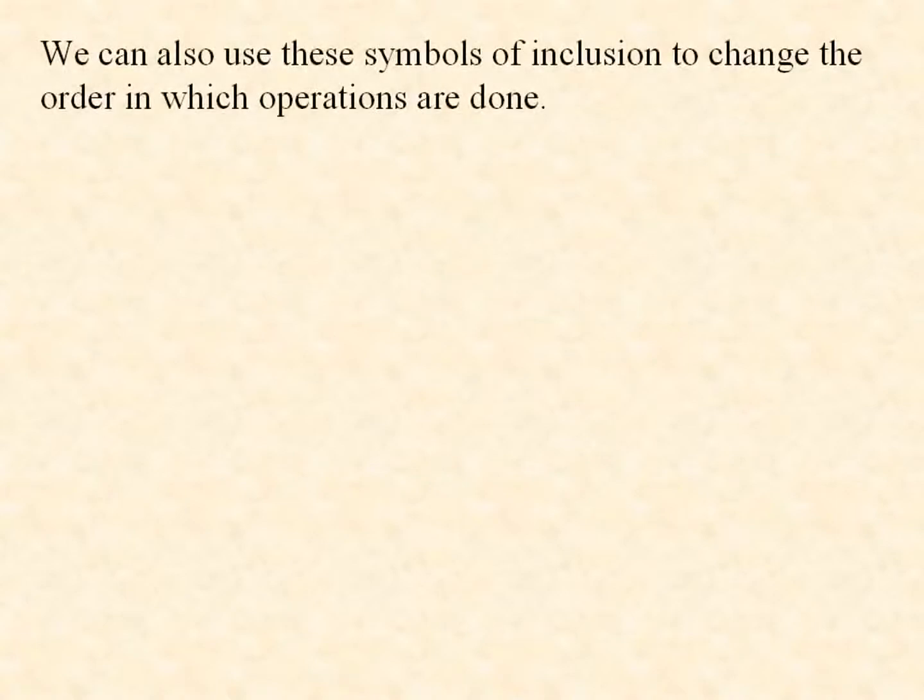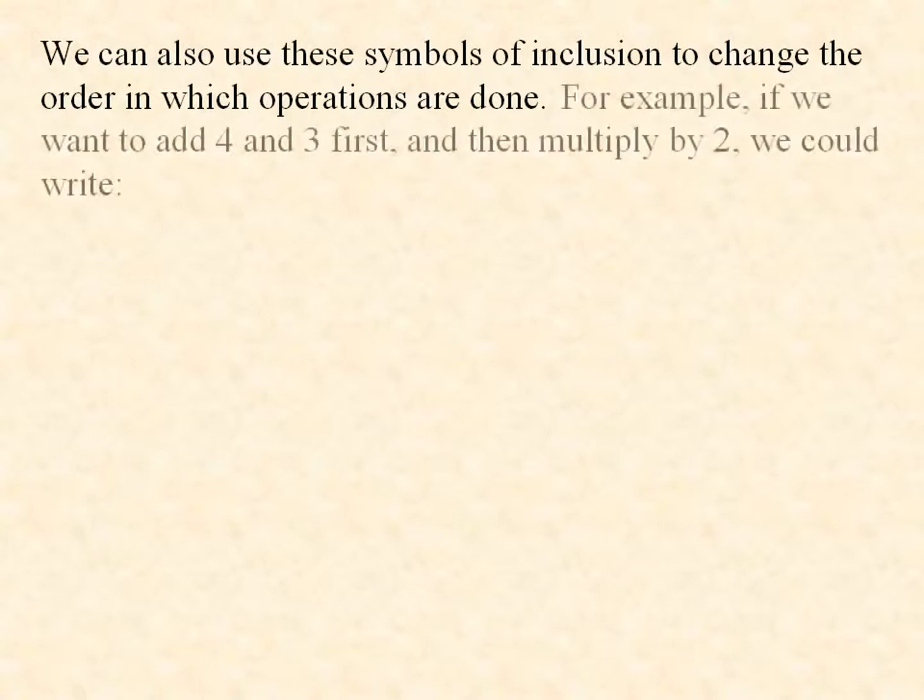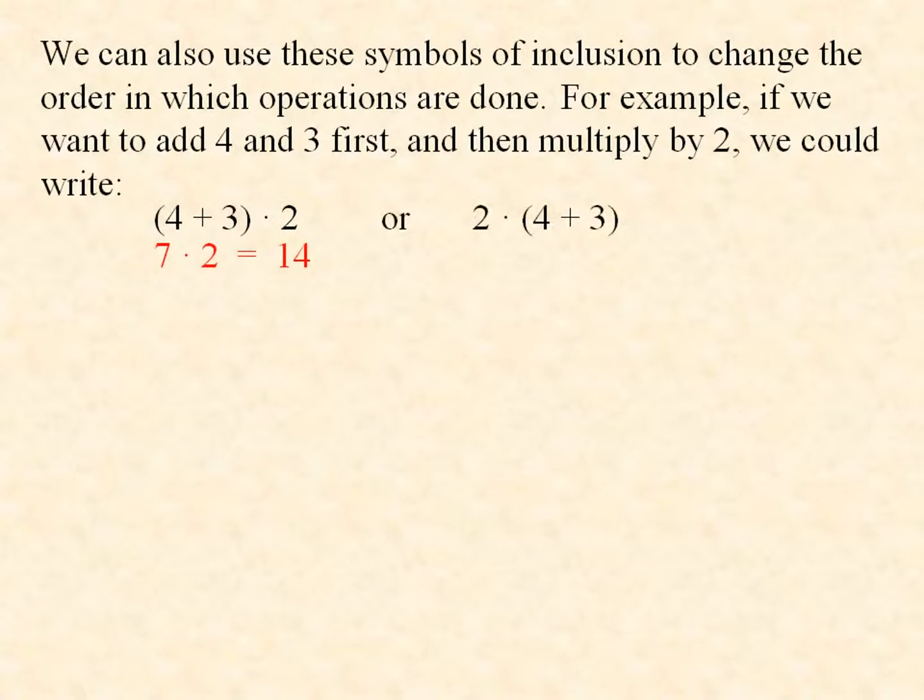We can also use these symbols of inclusion to change the order in which operations are done. For example, if we want to add 4 and 3 first and then multiply by 2, we could write parentheses 4 plus 3, times 2. That gives us 7 times 2, which is 14. Or we could write 2 times parentheses 4 plus 3. 2 times 7 is 14.